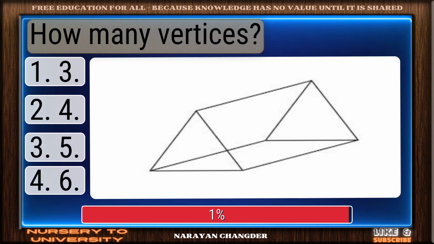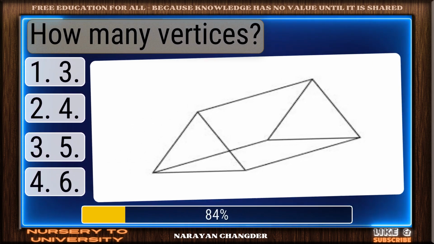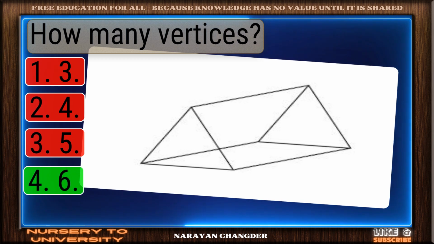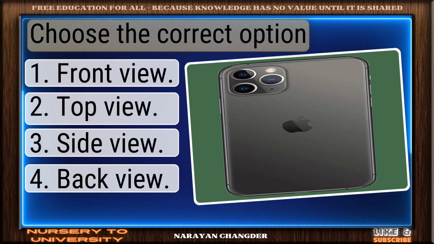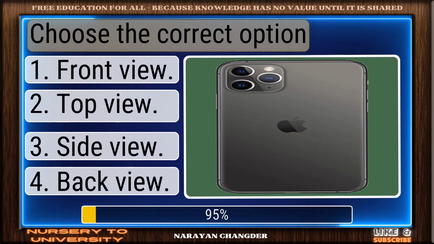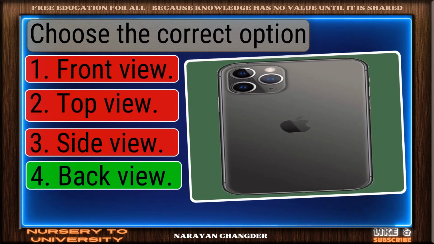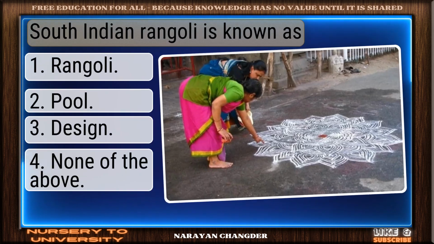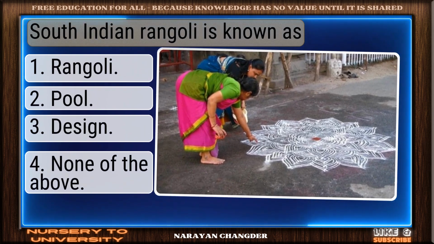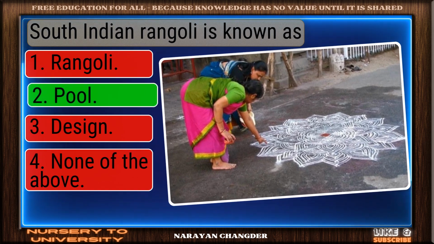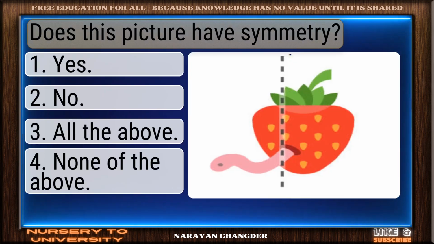How many vertices? Great job. 6 is the accurate answer. Choose the correct option. Excellent choice. Back view is the right answer. South Indian Rangoli is known as? On track. Kolam is the correct answer.